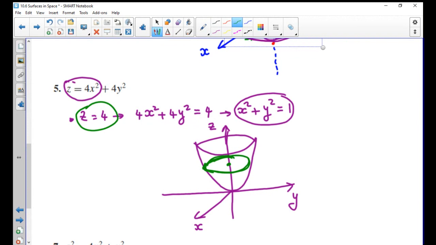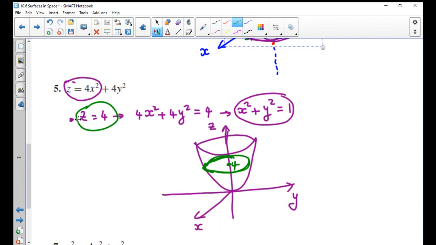At 16, what will be the radius, by the way, when Z is 16? 4? Not 4. If Z is equal to 16, put 16 here, and then divide everything by 4. You get x squared plus y squared is equal to 4, which means the radius is 2. So at z equal 16, the radius has increased to 2.